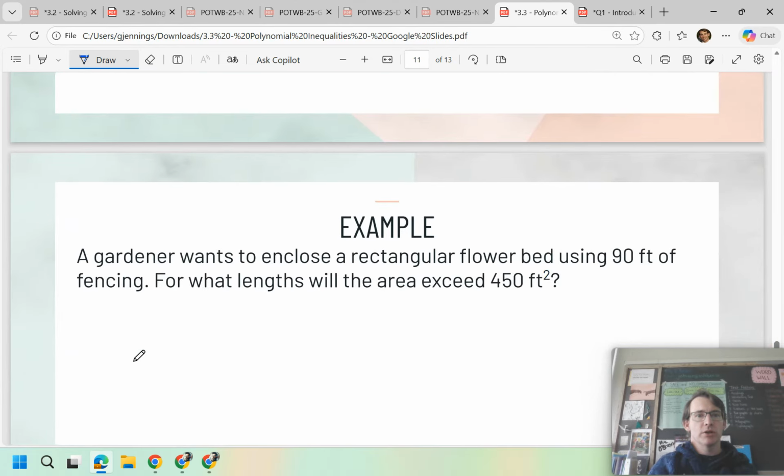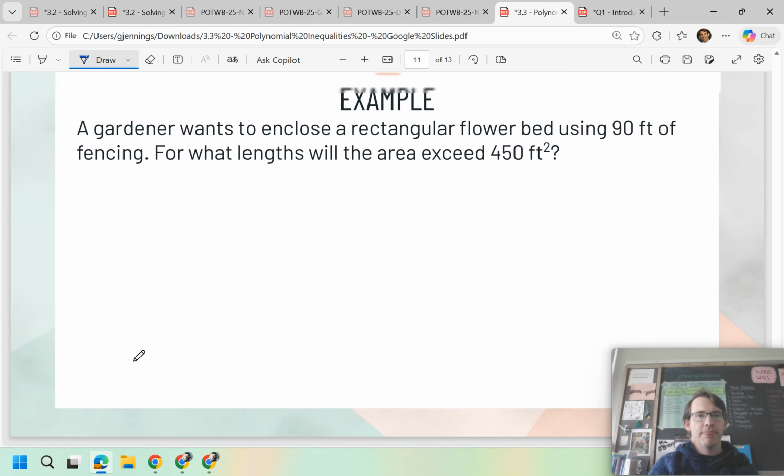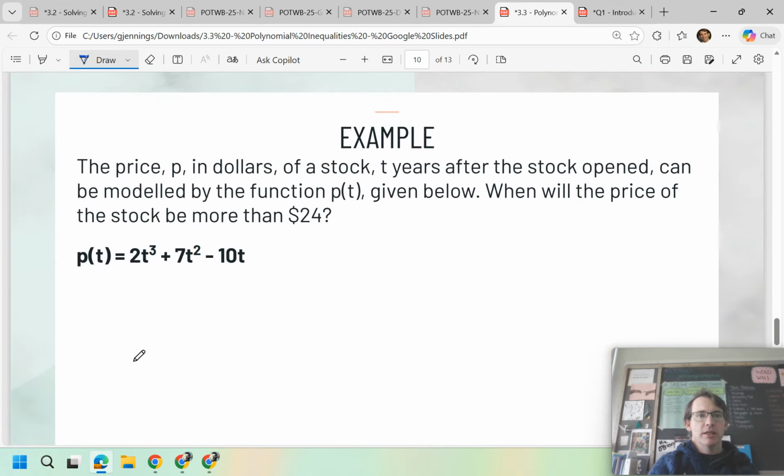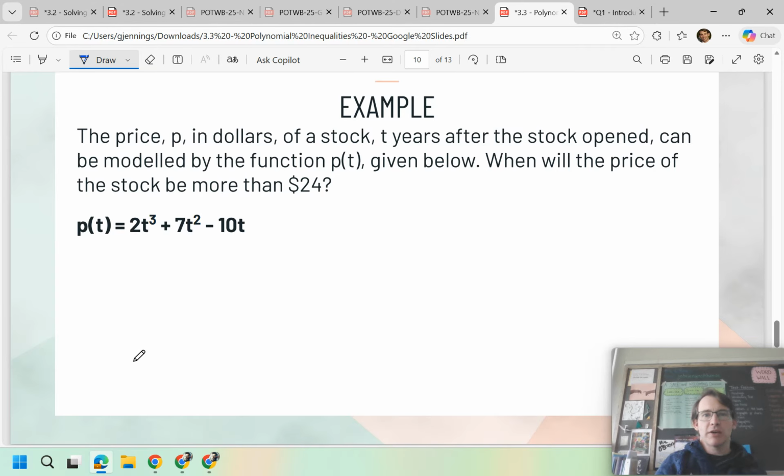I wanted to do this one. The price P in dollars of a stock T years after the stock opened can be modeled by this function given below.